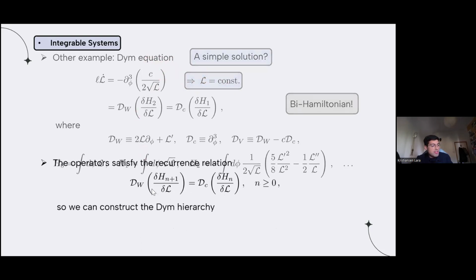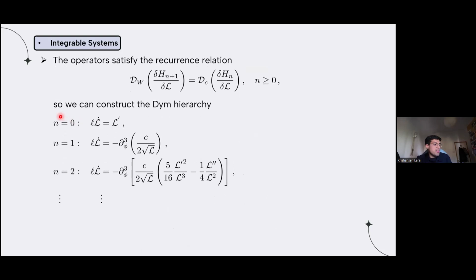So regarding the dim hierarchy, for completeness, it will be given by this expression. And notice that we also have the chiral boson here. But now we have the dim equation, and therefore the differential equations associated to higher order terms of the hierarchy are very involved.